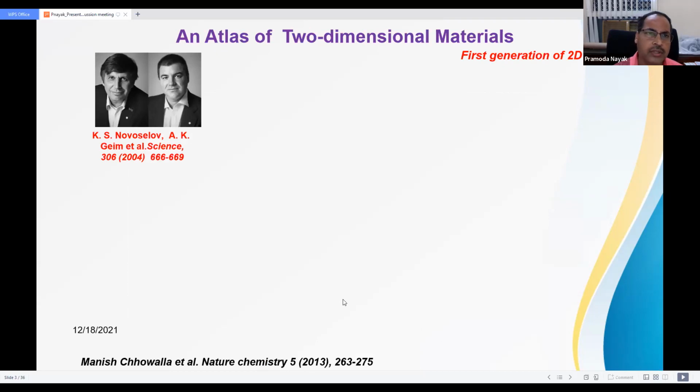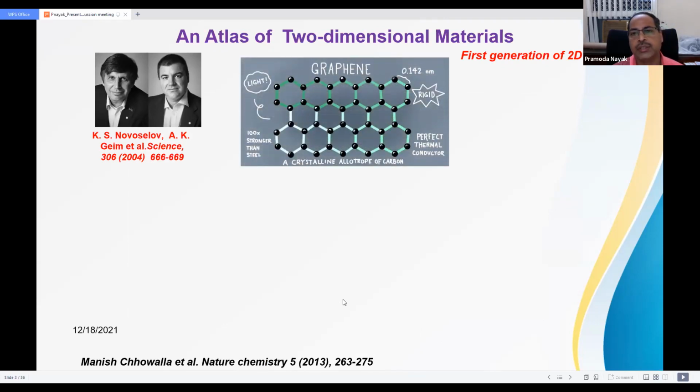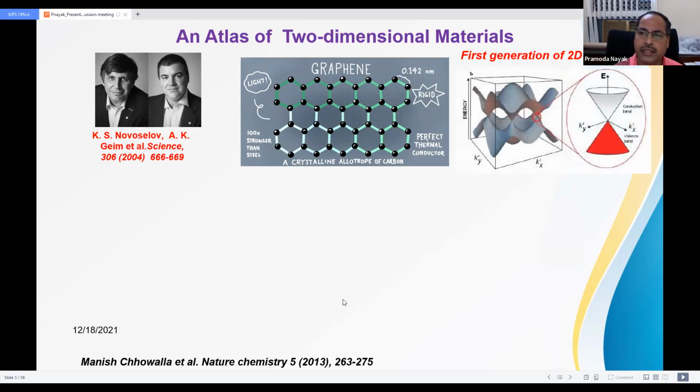When we talk about two-dimensional materials, there is a huge class, which we can call an atlas of two-dimensional materials. The first class is graphene, a very well-known topic. Graphene is nothing but a hexagonal network of carbon atoms arranged in a honeycomb crystal lattice, discovered in 2004. In the energy dispersion relation, the E-k diagram, you can see a linear dispersion, and the valence band and conduction band meet at the Dirac point. So it is not a band gap material; it is called a semi-metal.